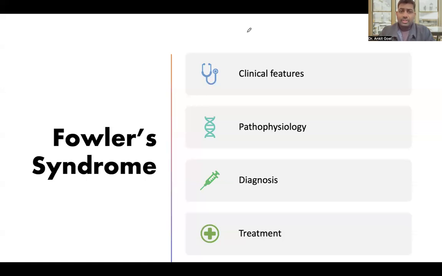Hello, good morning, everyone. So today we are going to talk about Fowler syndrome. We are going to discuss the clinical presentations, the pathophysiology or the neurophysiology behind it. How do you diagnose this patient and what are the treatment options we have? So we start by looking at the clinical presentations, like what is the classical presentation and who are the patients you suspect to be suffering from Fowler syndrome.